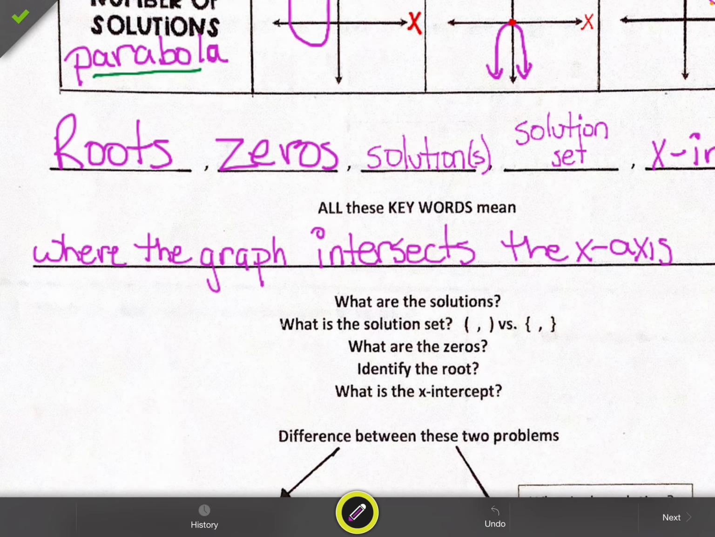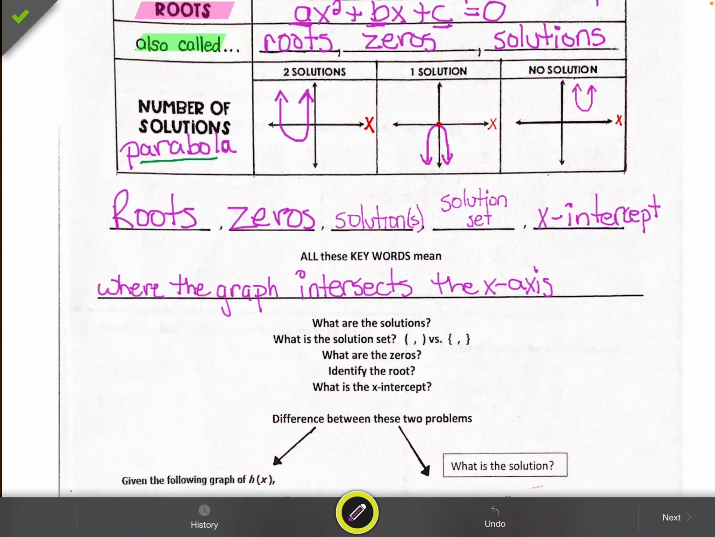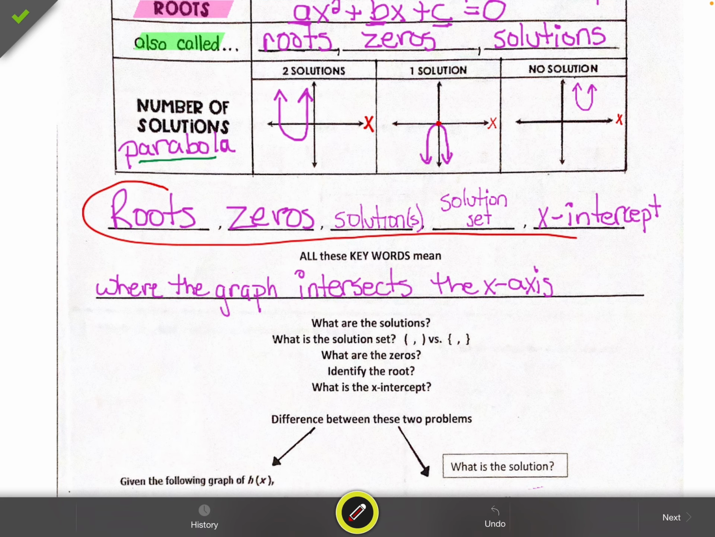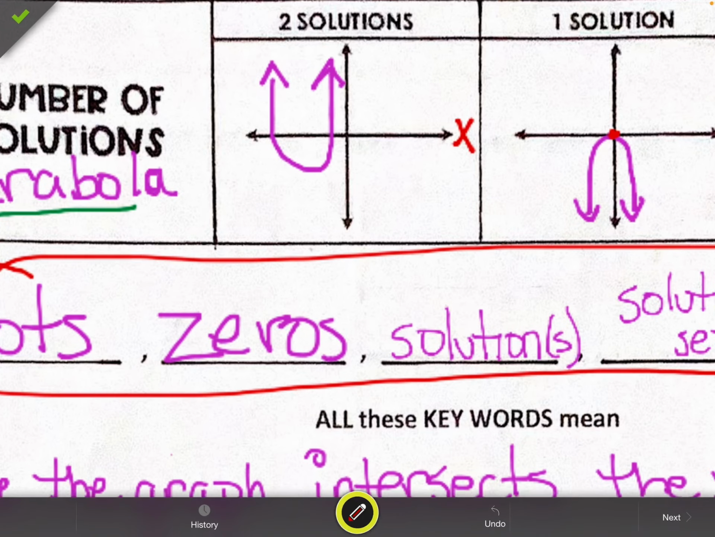Okay, so I strongly recommend that you actually memorize what all of these mean. Roots, zeros, solutions, solution set, or x-intercept just means where does your graph intersect the x-axis? Because you're going to see in a couple minutes, they ask it every way possible.